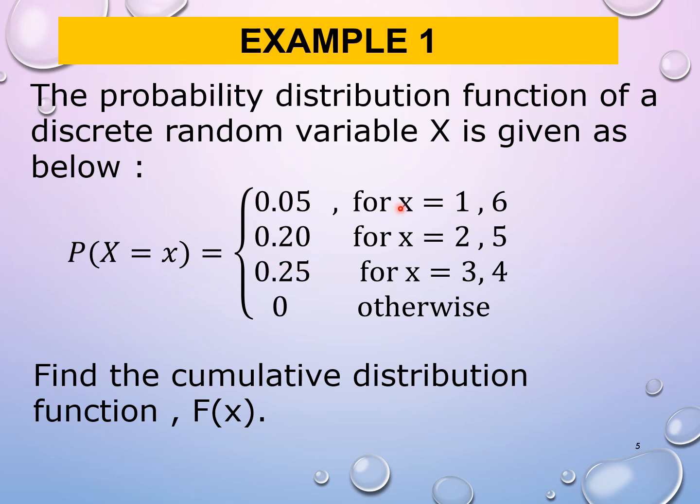Then when x equals 1 and 6, the probability is 0.05. When x equals 2 and 5, the probability is 0.2. When x equals 3 and 4, the probability is 0.25, and you will get 0 otherwise. Now from the PDF, you have to find the CDF, cumulative distribution function or capital F. So how are we going to find it?